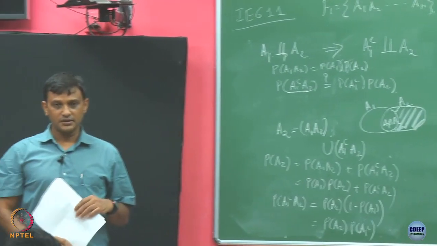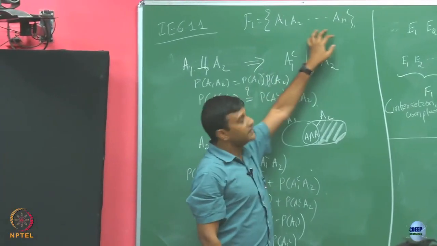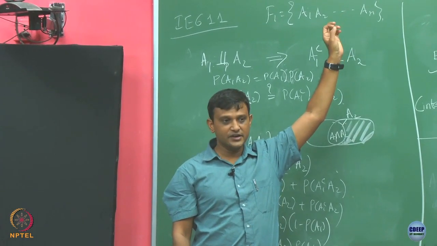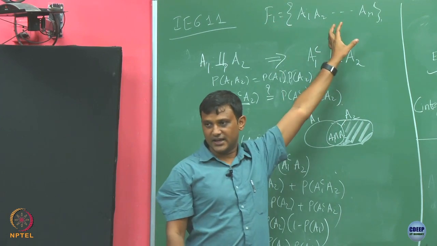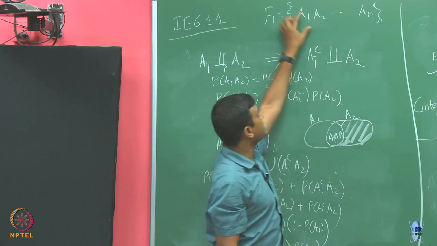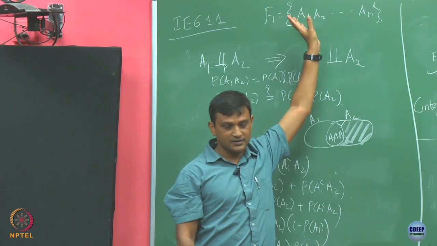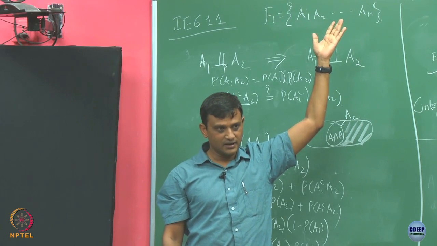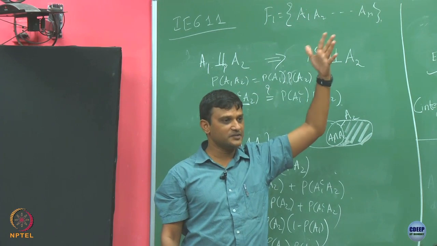But suppose somehow these events turn out to be independent. I only need to define probabilities for each of the elements in my sample space. For the others, I can just multiply. If I take a set or multiple sets, and I have a probability for each of the sets and they happen to be independent, all I need to do is just multiply them.